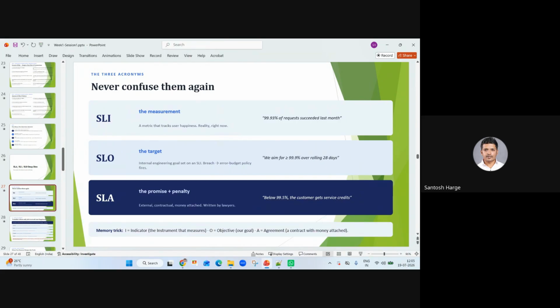So SLO is nothing but the internal target. Okay, so why are we using the SLO for internal target only? Because that is aligned with your error budget. In the previous session, a few minutes back, we discussed, right? Error budget is nothing but 100% minus your SLO, correct?